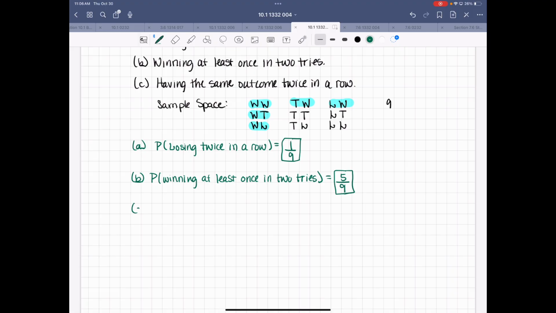All right. C was the probability of we have the same outcome twice in a row. Now, that's pretty easy to pick out since we wrote them all out. So we're looking for the same letter both times. The win-win, loss-loss, tie-tie. How many is that? 3 out of 9. And you need to simplify that to 1/3.